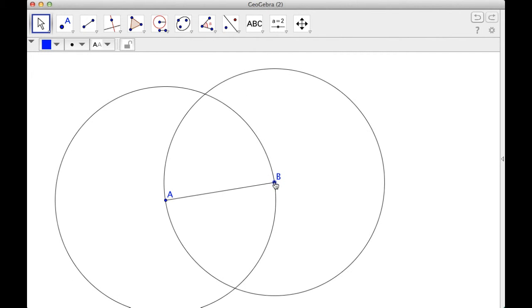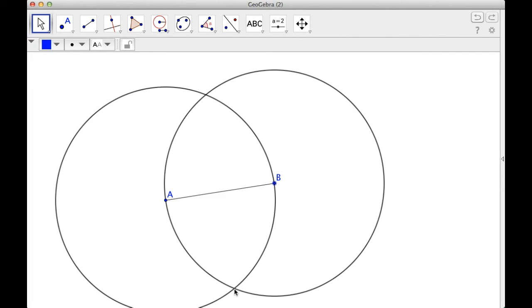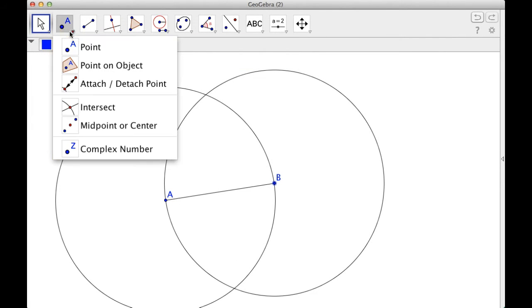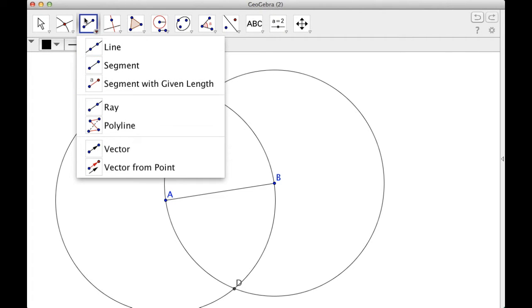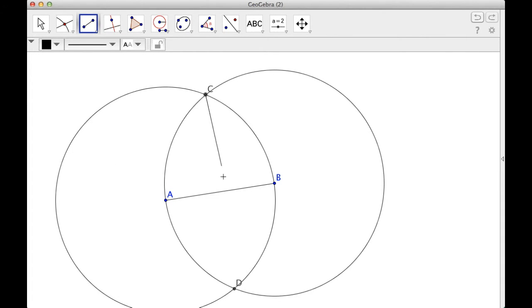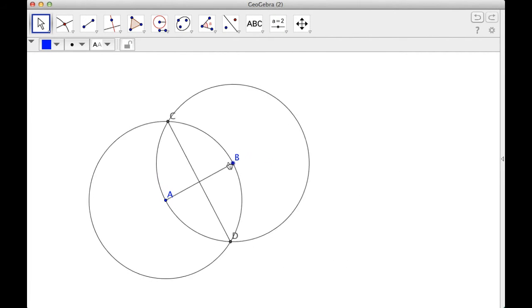I have these two circles, and I'm going to find this intersection and this intersection, and I think maybe I can do that in one shot. So I'm going to go with intersect, and I want this with this. Whoops, I missed. This with that. There you go. It gives me the points C and D, both of which are the intersections that I need. Now I'm going to take my straight edge and draw a segment from C to D.